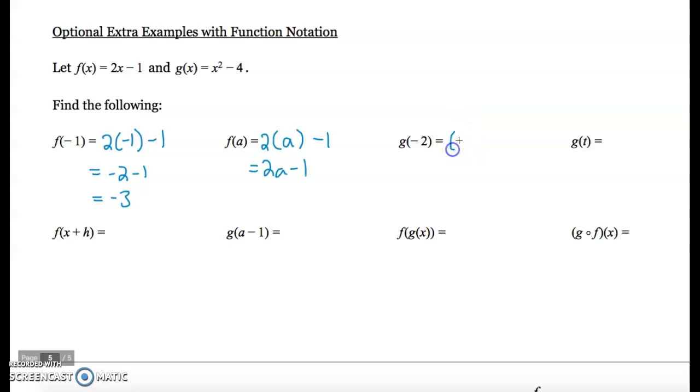g of negative 2 means I'm going to use my g function now, so when I plug negative 2 in there, it'll be negative 2 squared minus 4. Negative 2 times itself is a positive 4. Minus 4 gives me 0.